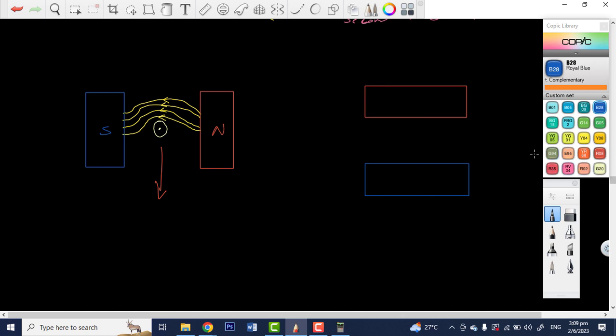All right, so this one now we have north right here and we have south right here. And this is our conductor now. So this is the conductor, and the conductor is carrying current this way. So based on that now, let's say we must do what?